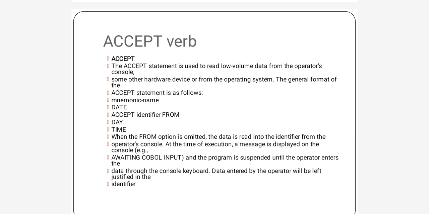So while using the accept verb, we have two options. The first option: the operator console is used to feed some input to your program. The second option: a hardware device is used to feed some input to your program. Whenever the FROM option is omitted, it means the programmer feeds input to the program using the operator's console. The operator's console is nothing but an execution screen or output screen where the programmer can feed some input to the program, whereas a hardware device is sometimes used to feed input to your program. These are the two options we have for the accept verb.